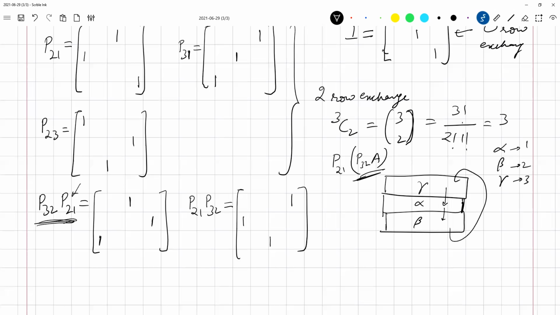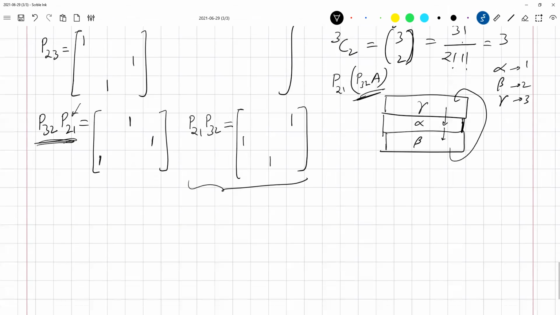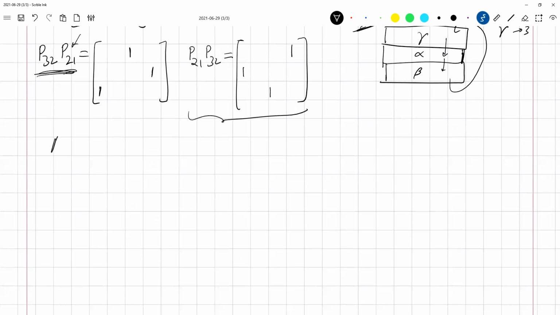So let us do an example now. Let us try doing this to any arbitrary matrix A. Let us call the arbitrary matrix A. These are the elements: A11, A12, A13, A21, A22, A23, A31, A32, A33.